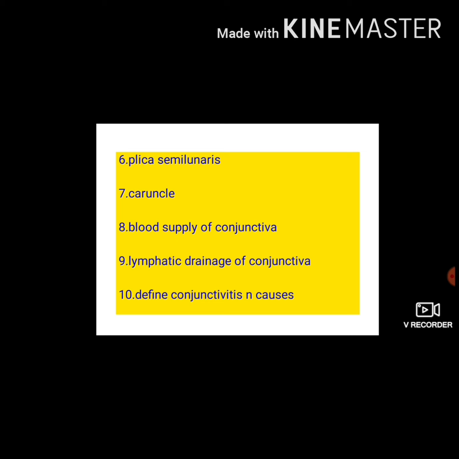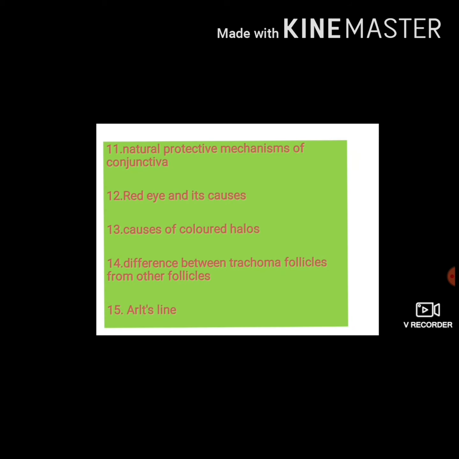Define conjunctivitis and causes can be a question in your viva. Conjunctivitis is nothing but inflammation of conjunctiva. The causes can be infective, allergic, or it can be cicatricial causes or the toxic causes. Mention the natural protective mechanisms of the eye. These are nothing but the protection from eyelids, the flushing action of the tears, the lysozymes which are present in the tears, the immunoglobulins present in tears, and the low temperature of the conjunctival sac.